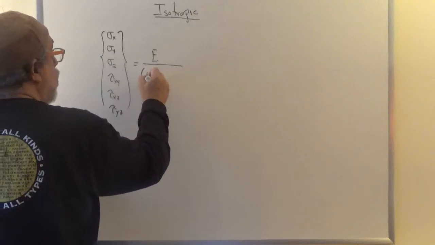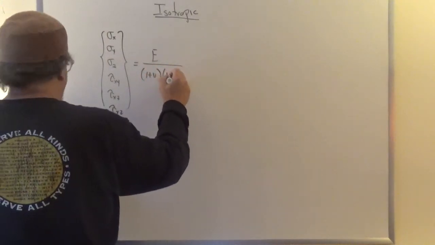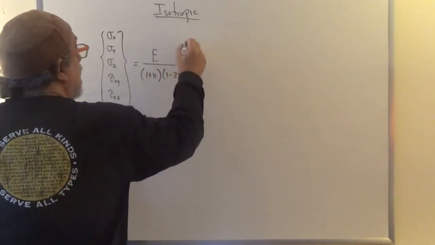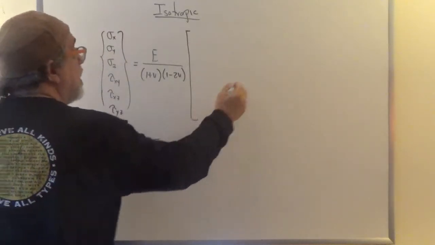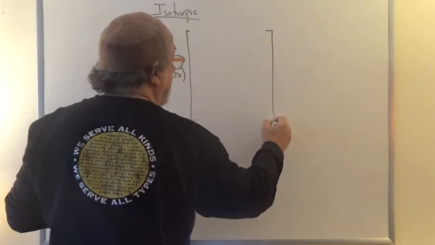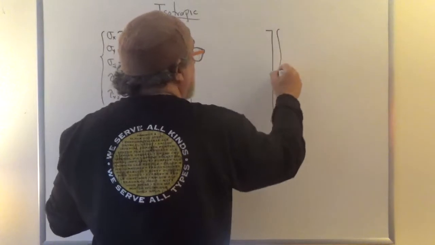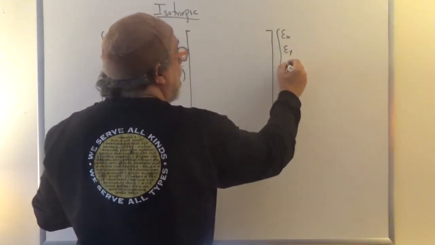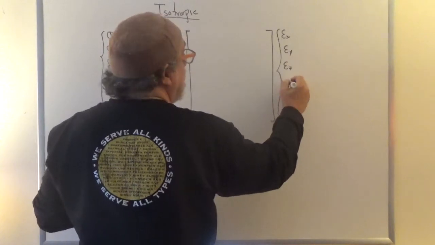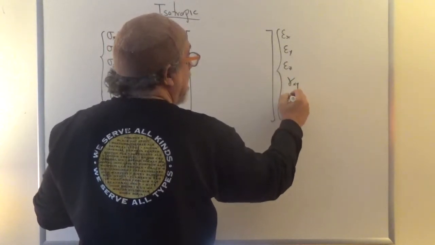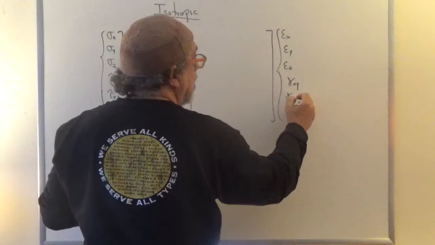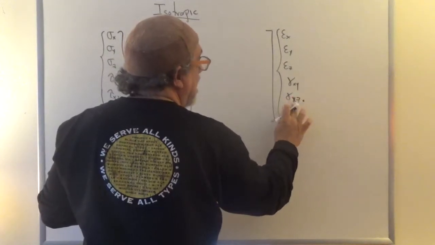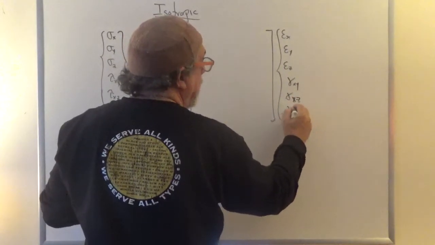E over (1 plus nu)(1 minus 2 nu). And then here comes the 6 by 6 that multiplies the associated strains, which are epsilon x, epsilon y, epsilon z, gamma xy, gamma yz, gamma xz.